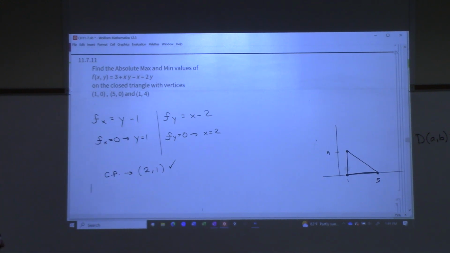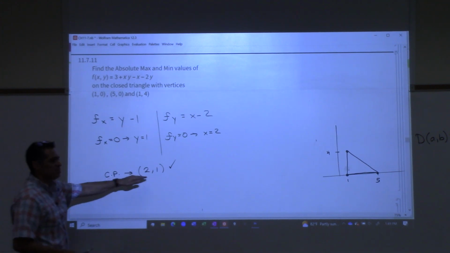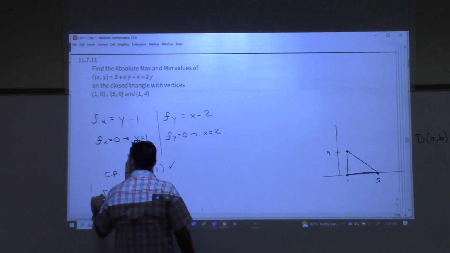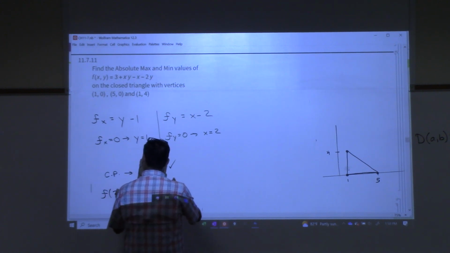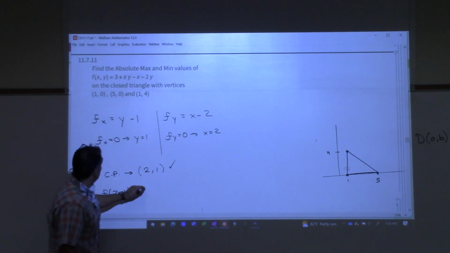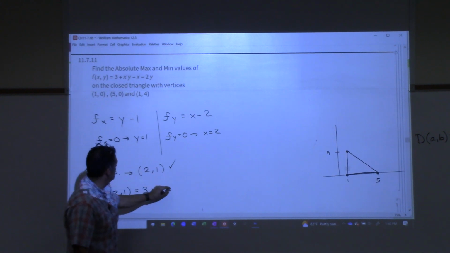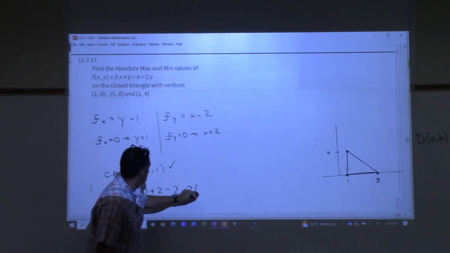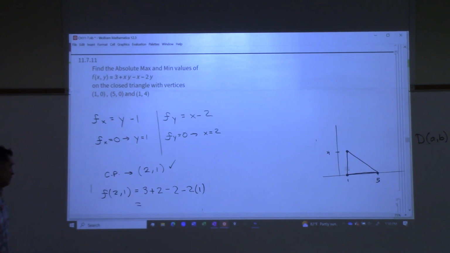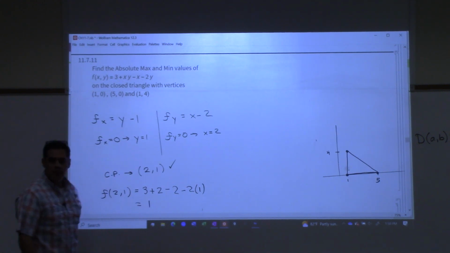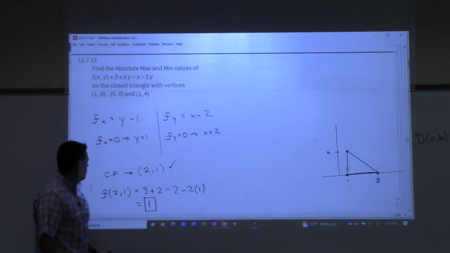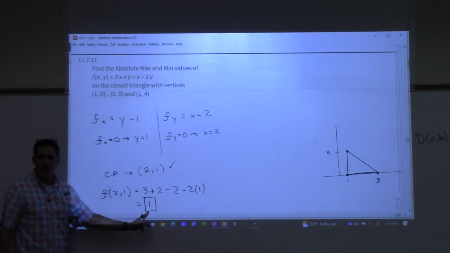So what do I do with that? I take it and I plug it into the original function. I'm not calculating capital D, right? I'm not doing any of that. I'm just figuring out what is the value of the function at this point. So I now plug it into the original function: 3 plus x times y, those two multiplied is 2, minus the x, which is 2, minus 2 times the y, which is 1. What do we get there? 1. When I plug in (2, 1), the function spits out 1.